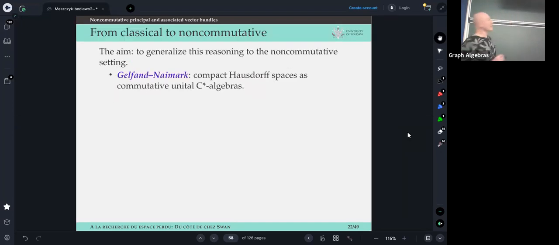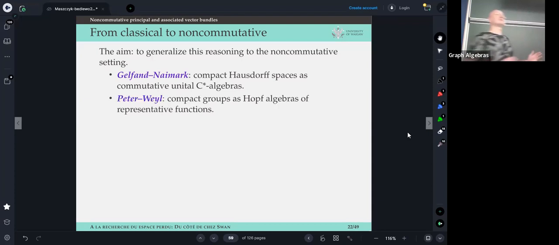Now, how do we go from the classical picture to the non-commutative one? Our aim is to generalize this reasoning to the non-commutative setting by using the following principles. First of all, we start with Gelfand-Naimark, regarding compact Hausdorff spaces as commutative unital C*-algebras. Next, we use the Peter-Weyl principle, saying that every compact group is determined uniquely by its Hopf algebra of representative functions.